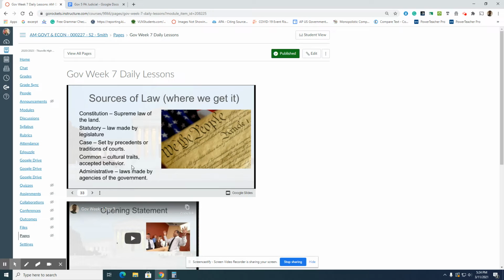Common law is a little bit more difficult to enforce, unlike in the past. It involves cultural traits and accepted behavior. And then administrative law. Sometimes legislatures pass laws like keep the air clean, but they don't provide enough detail. So the agency in charge of it, like the Environmental Protection Agency or EPA, then has to make up rules in order to do that. So that would be an example of administrative law.